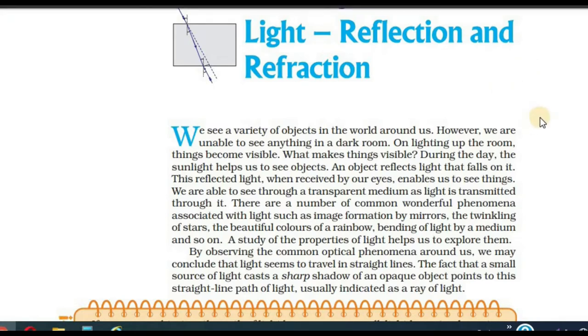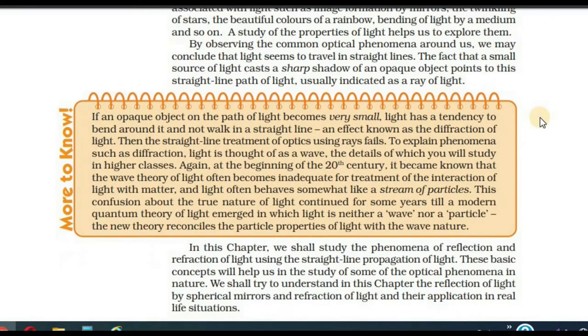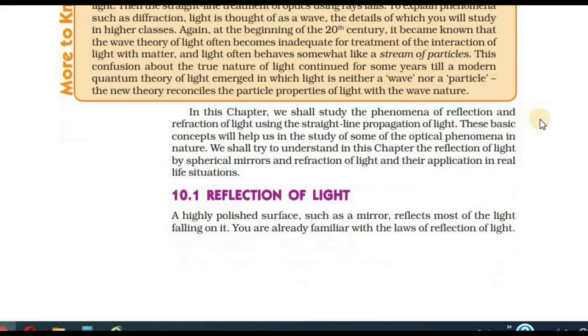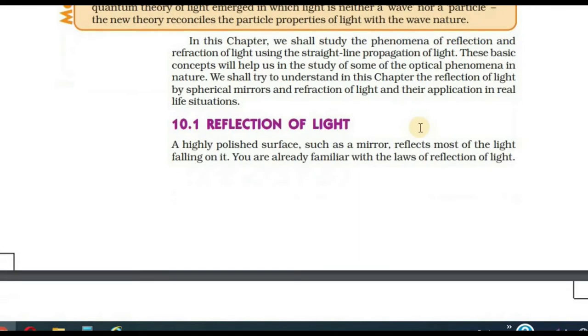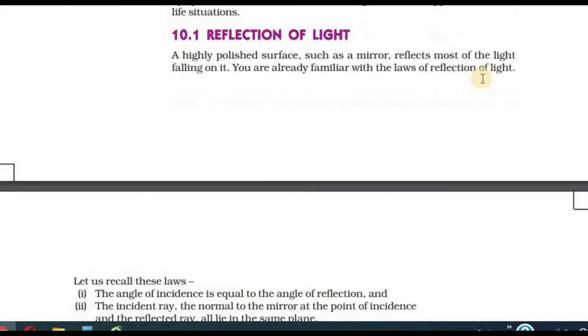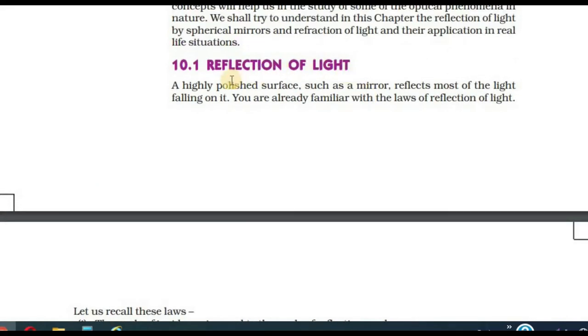If we receive the light ray reflected from any object, then we can have the sight of that object. You are already familiar with the reflection and refraction of light using the straight line propagation of light. This basic concept will help us in the study of some of the optical phenomena in nature. Let's move on to the chapter, reflection of light.